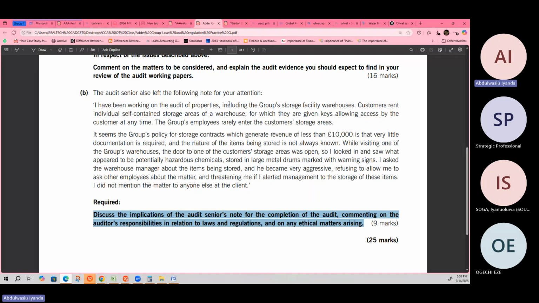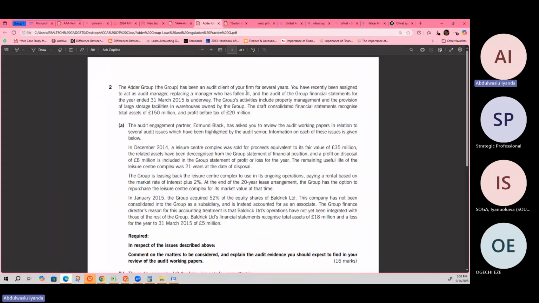The group policies for storage contracts, which generate revenue of less than 10,000, require very little documentation. The nature of the item being stored is not always known. Let's read this case from the beginning itself, so that we can have a proper understanding of what this business is. Let's just know what the company is doing.